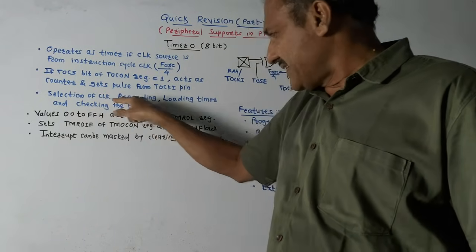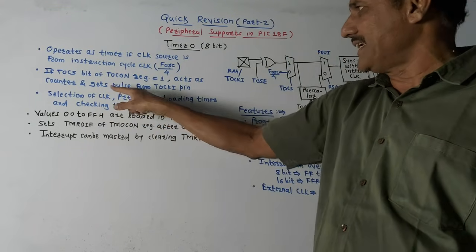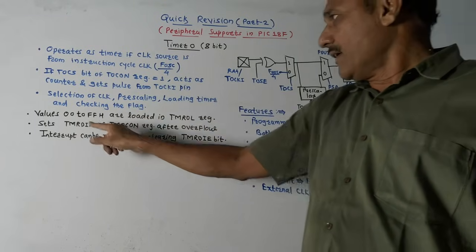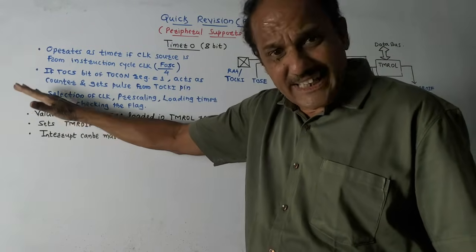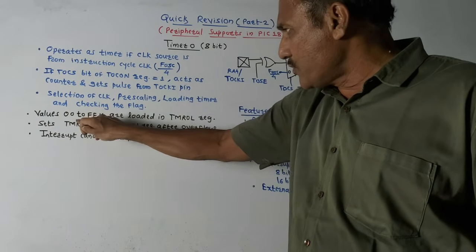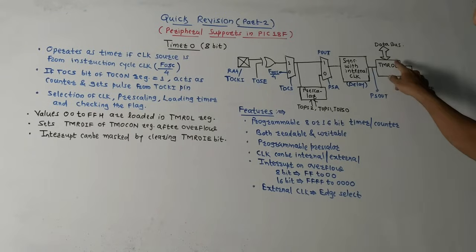Then select it. जैसे मैंने बताया, this block is divided into different parts like selection of clock, pre-scaling, loading timer and checking the overflow flag values. ये जो black ink से लिखा है, it is only for 8-bit timer 0. So values from 00 to FFH are loaded in this timer 0 L register.